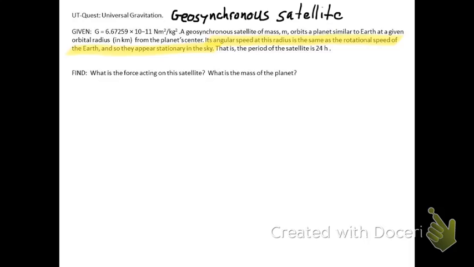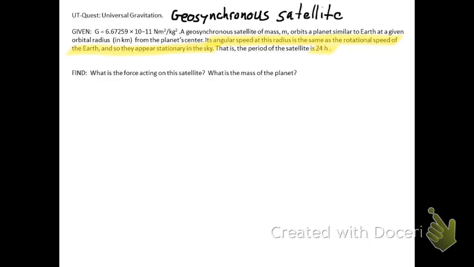What does that mean to us? What it means to us for this problem is this geosynchronous satellite is going to have a time period of 24 hours, same as it would on Earth, in order to be geosynchronous. Okay, so this planet is similar to Earth, but not exactly like Earth.